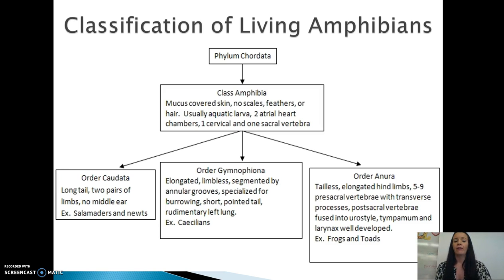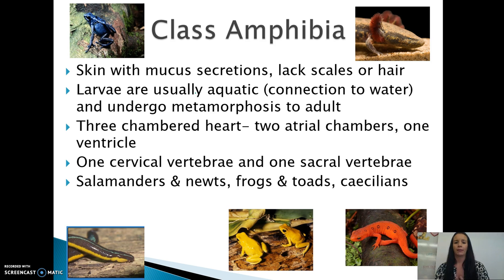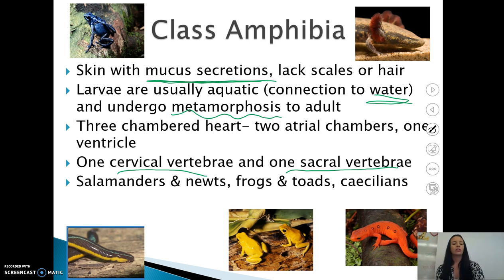So when we look at living amphibians, they are in class Amphibia here, but they're separated into three major orders. So we're going to talk about each of these orders as we progress. So class Amphibia, there's some general characteristics that they all have in common. First of all, their skin. They don't have scales or hair, so they have mucus secretions. All amphibians have this. Their larvae, or their young, are usually aquatic, which is where that water connection is, and they undergo some form of metamorphosis to become an adult. They have a three-chambered heart, which is different from the fish, which had two, and they have that one cervical vertebra and one sacral vertebra. And just some examples: salamanders, newts, frogs, toads, and caecilians.